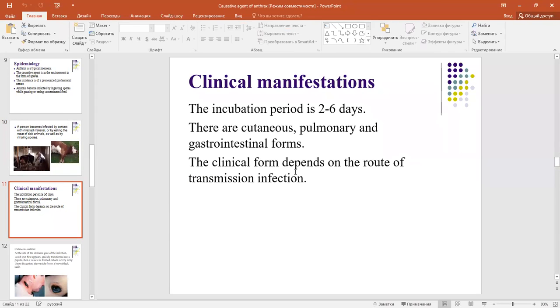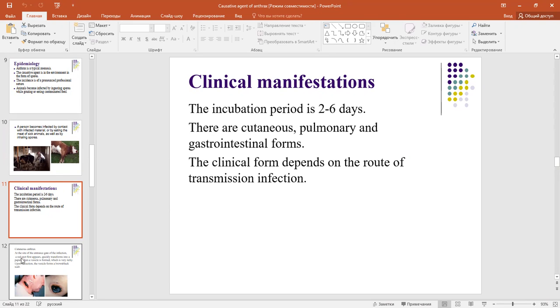And so, clinical manifestations. The incubation period is from 2 till 6 days. And there are different clinical forms: cutaneous anthrax, pulmonary anthrax, and gastrointestinal anthrax. It depends on the route of transmission of the causative agent.